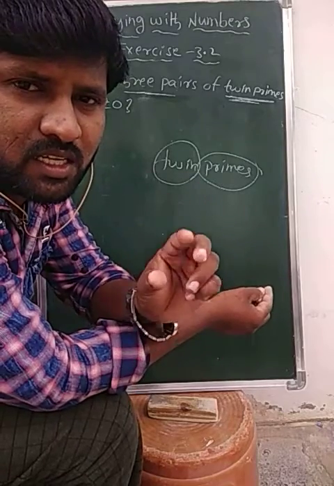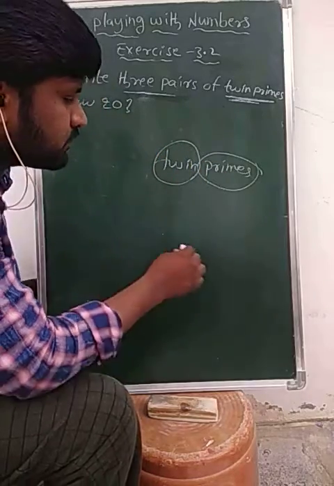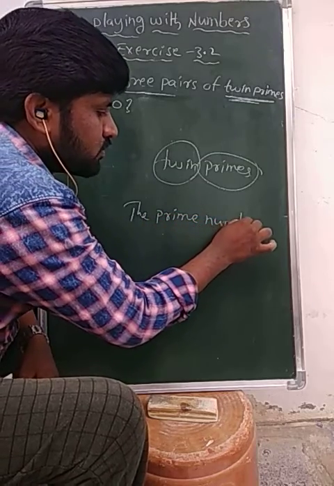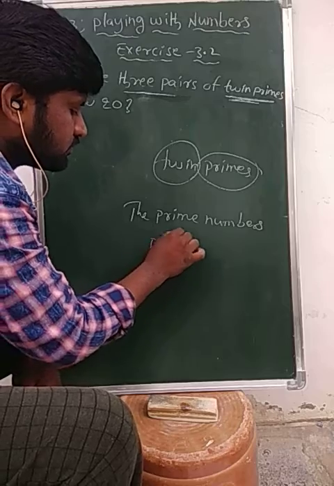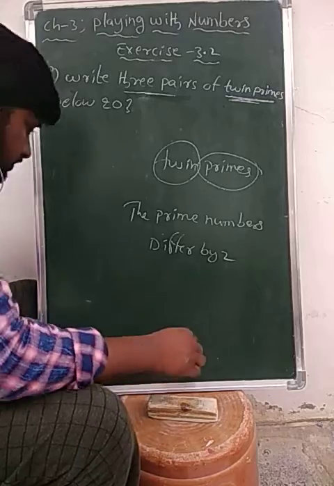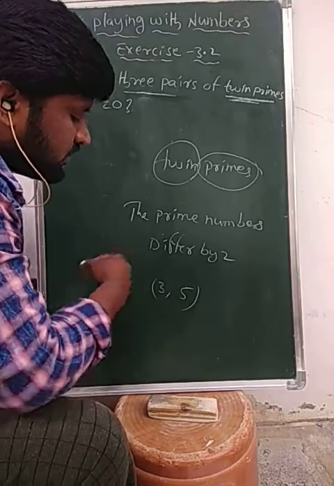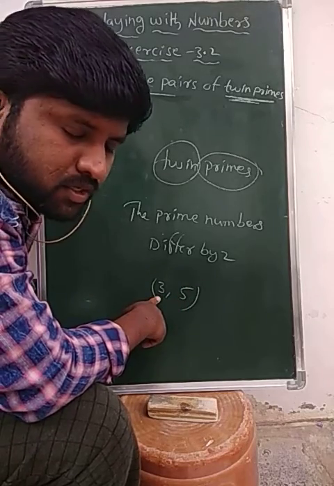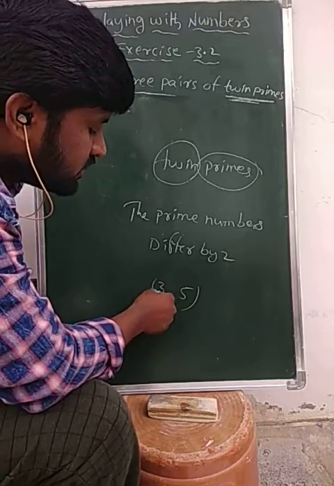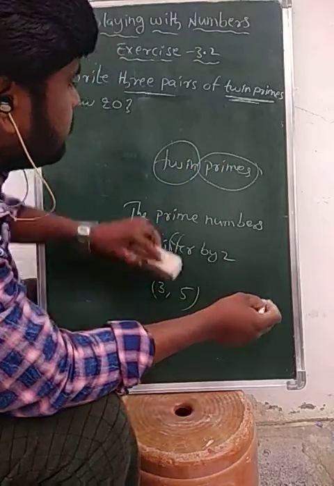Simply, twin primes are prime numbers that differ by 2. Simply I am writing 3, 5. Clearly 3 is a prime number, 5 also a prime number. What is their difference? 5 minus 3 we get 2. Okay? Like this.